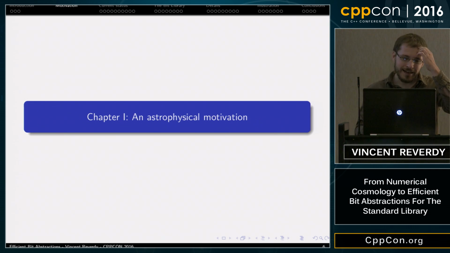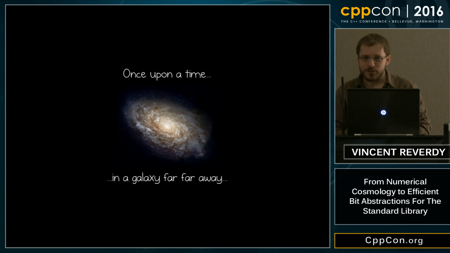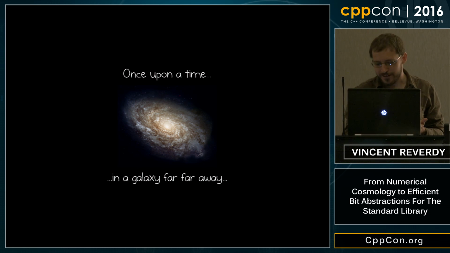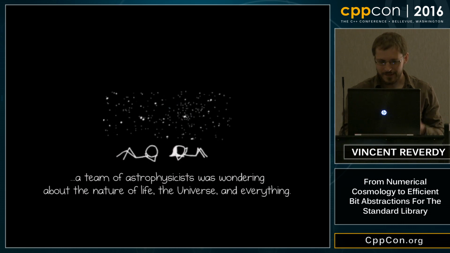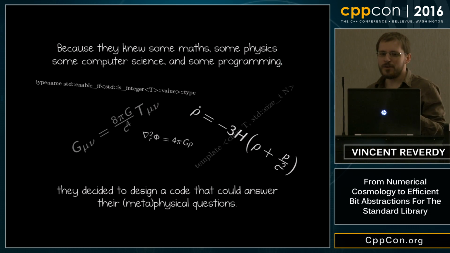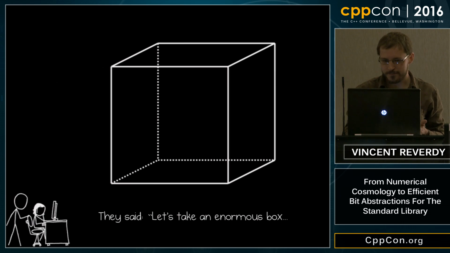So now I will explain where we started in cosmology and why we ended up playing with bits. And to tell that, I will tell a story. Once upon a time, in a galaxy far, far away, on a small piece of rock wandering aimlessly in the vast universe, a team of astrophysicists was wondering about the nature of life, the universe, and everything. Because they knew some math, some physics, some computer science, and some programming, they decided to design a code that could answer their metaphysical question about the universe.